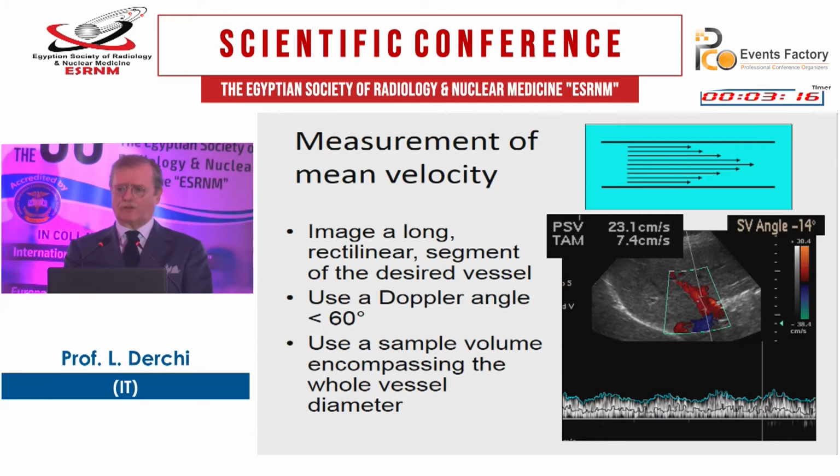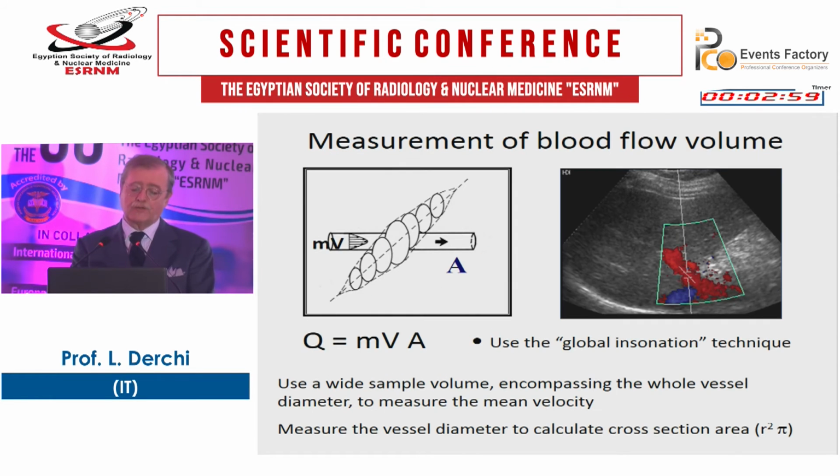Measurement of mean velocity can be done also using a Doppler angle less than 60, imaging a long rectilinear segment of the desired vessel, and using a sample volume encompassing the whole vessel diameter. And from the measurement of the mean velocity, we can even measure the blood flow volume, multiplying the mean velocity by the area of the vessel.